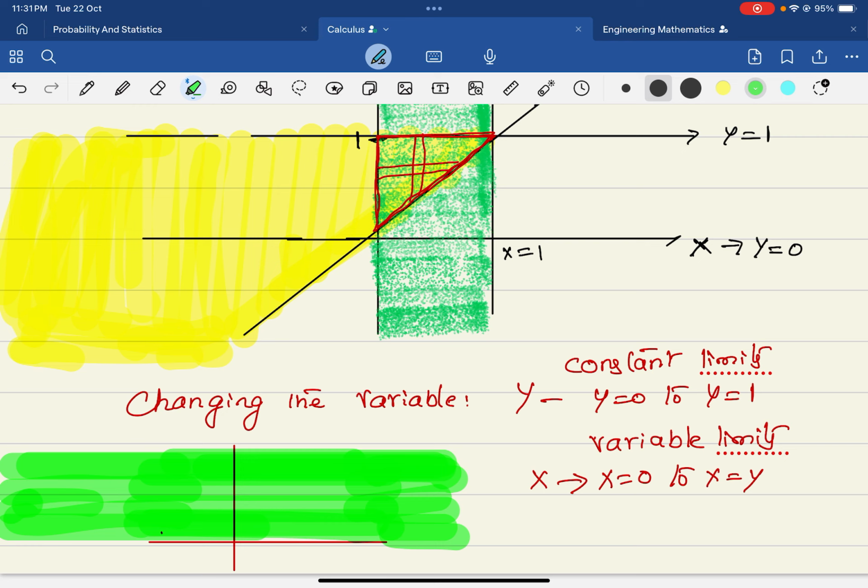And now from x equal to 0 to x equal to y, what is the other region now? From x is equal to 0, x equal to 0 means the y-axis. From left to right, what is the straight line? Straight line we draw first. The straight line is x is equal to y. So let us draw the line x equal to y.